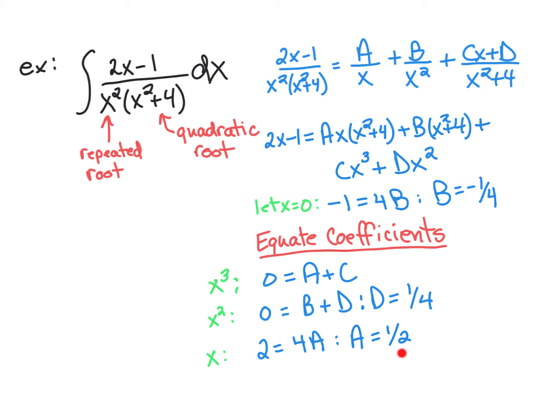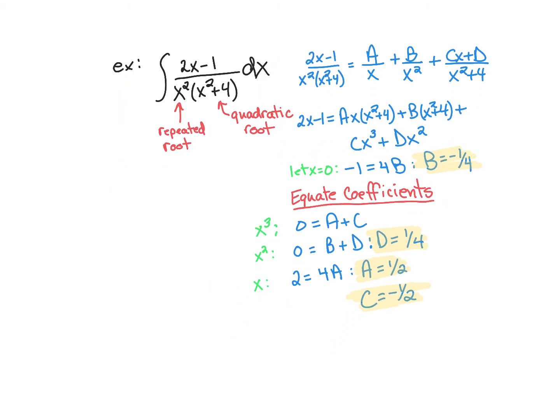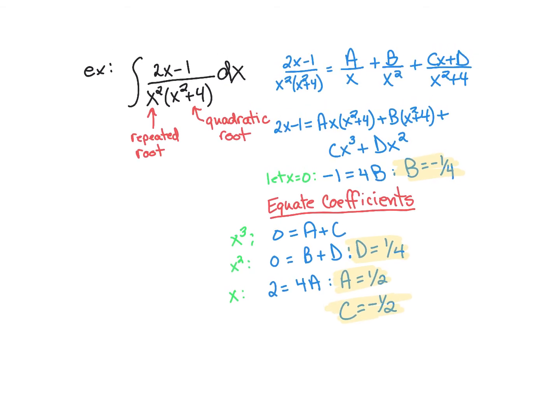Now I can take this and plug it right here, and I've solved for c. C equals minus 1/2. And now I have all of my coefficients. Let's not lose them. C is minus 1/2, A is plus 1/2, D is 1/4, B is minus 1/4. When I plug all that stuff in to all of these, then I'll have my new integrand.